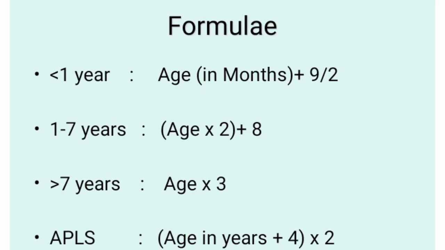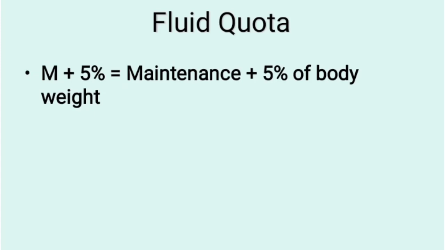So the fluid quota: how do you calculate the fluid? The fluid is calculated as maintenance fluid plus 5% of the body weight. This fluid quota is given over a period of 48 hours. During this, if the patient has poor intake, you will keep the patient NPO. If the patient has a good oral intake, you will subtract that oral fluid from this quota. You calculate the maintenance fluid as per his weight plus 5% of body weight. 5% of body weight means 50 ml per kg.